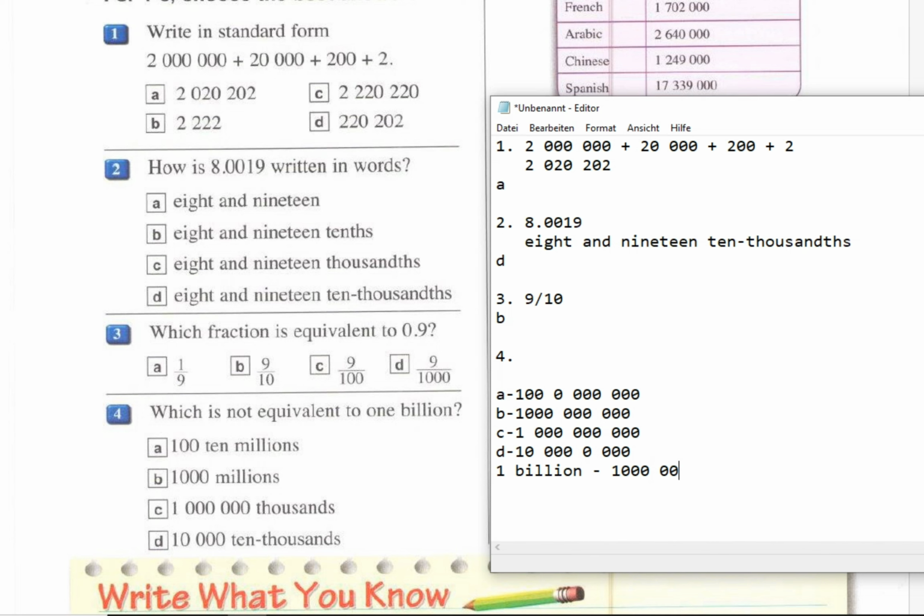So I hope it was clear for you. And I hope you can solve it if it will be on exam or test or something like this. Only you must be careful that 1 billion is 9 zeros. Okay? Super. So the D is not correct, not equivalent.